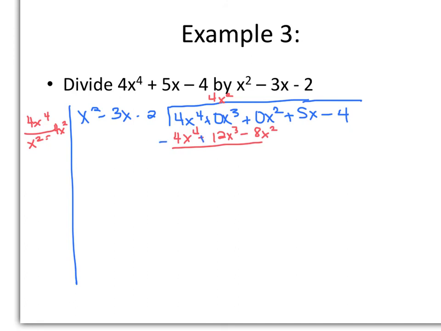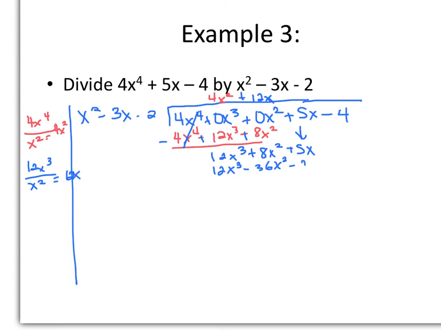Subtract the first, subtract the second, subtract the third. First should always cancel out. So I have 12x cubed plus 8x squared. Bring down the 5x. New first term divided by outside term. Reduce. That's what goes up next. Take what you just wrote up there, the 12x, times the x squared, the negative 3, and the negative 2. So I'm going to have 12x to the 3rd minus 36x squared minus 24x.